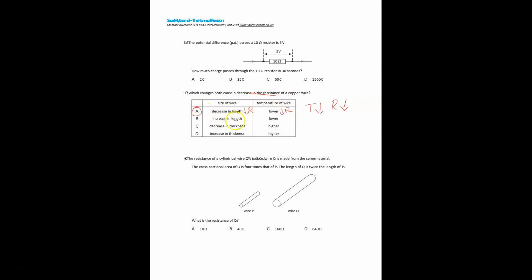To check the other options: increase in length, resistance increases. So we need a decrease in resistance. Decrease in thickness, that means area decreases, resistance increases. So wrong. Increase in thickness, resistance decreases, but check the temperature: higher temperature, so temperature increases, resistance increases. So we need a decreasing resistance, so option D is also wrong. It is because the temperature is higher. This side, the left side, is right, but the right side column is wrong.